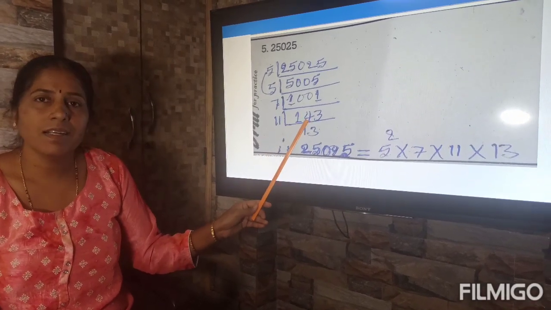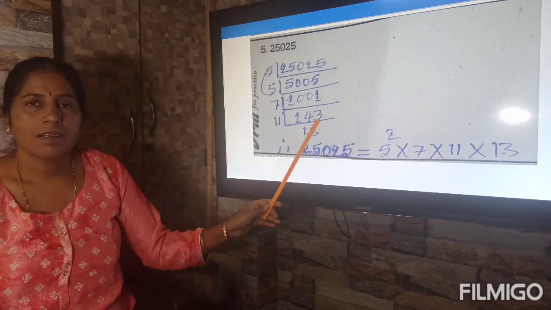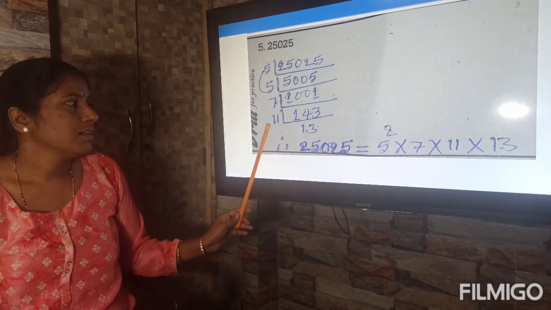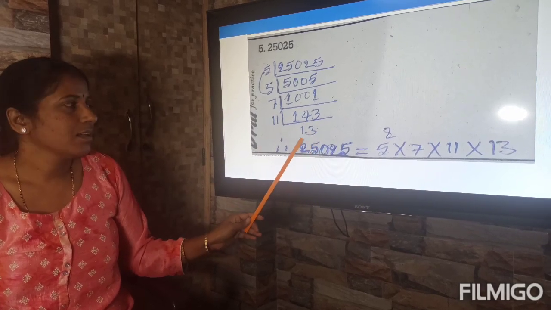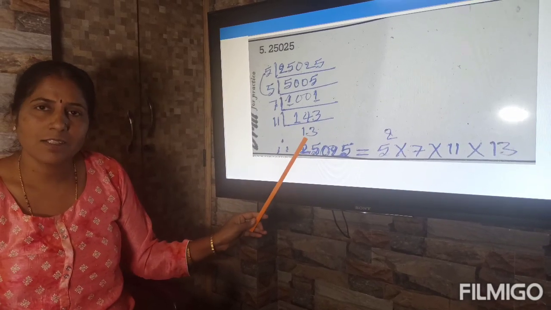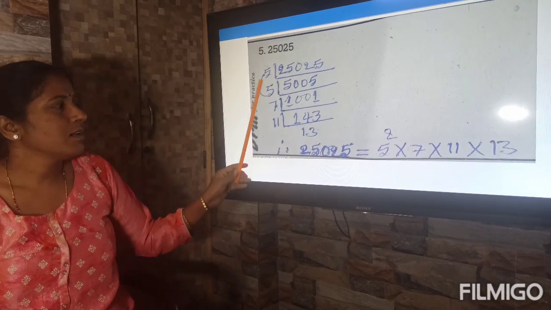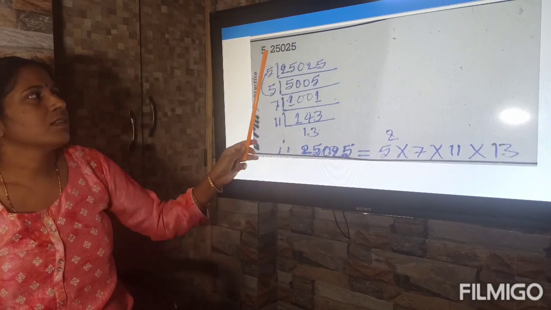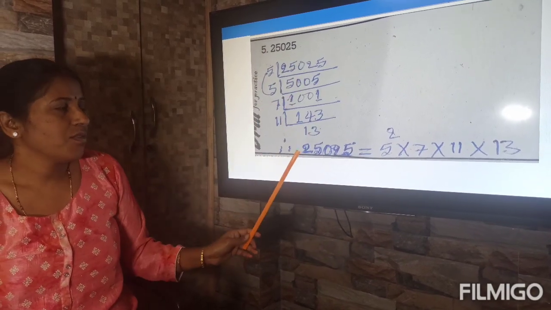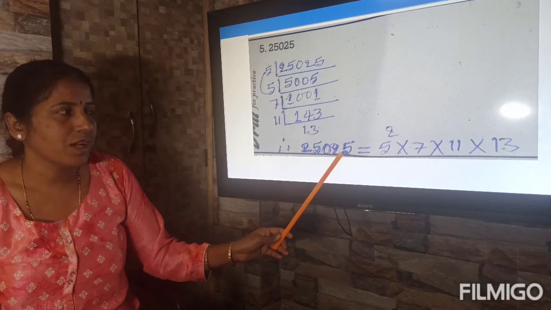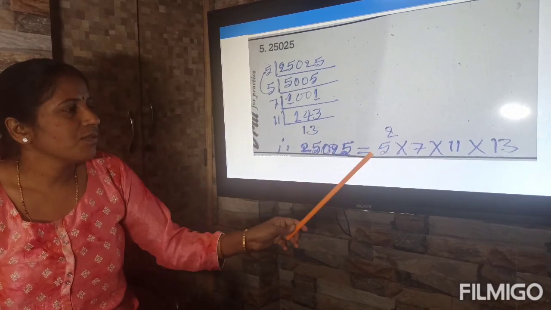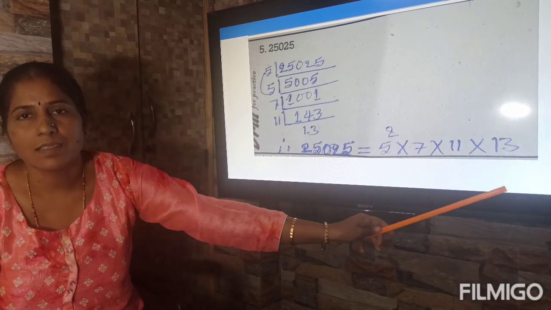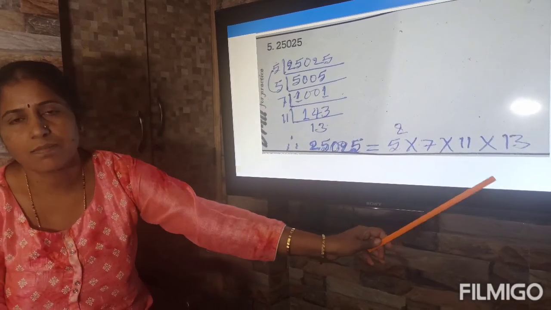Again, divide by 11. 11 ones are 11. 3 remains. The last digit 3 is there. So 33. 11 3s are 33. We got 13 here. That is also a prime number. Then all these factors are prime factors of this given number. Therefore, 25,025 is equal to 5 into 5, 5 square, into 7 into 7 into 11 into 13. These are the prime factors.